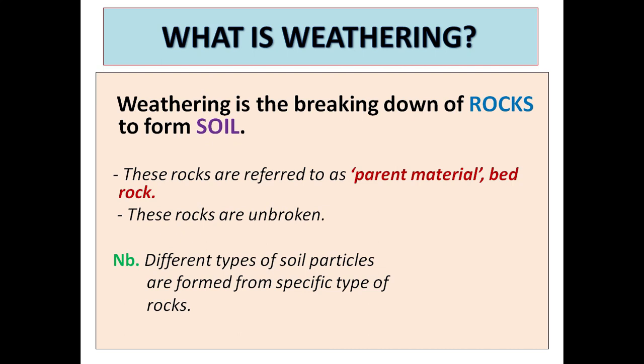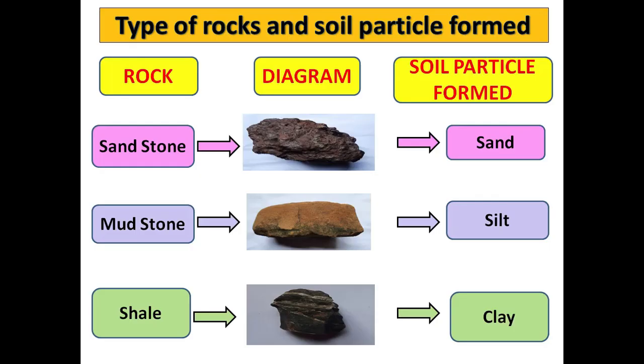These rocks are referred to as parent material or bedrock. These rocks are unbroken. Note briefly, different types of soil particles are formed from specific types of rocks. So in short, weathering is the breaking down of rocks to form soil, and those rocks are normally unbroken. So as was mentioned, different rocks form different soils. So a type of rock and the soil particles formed.